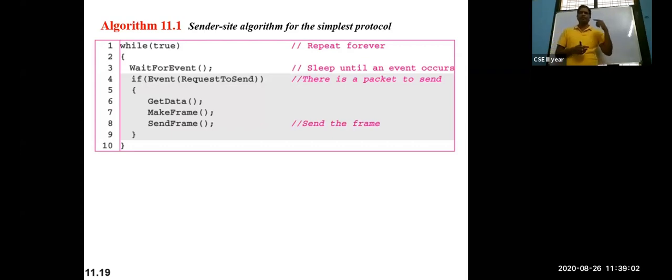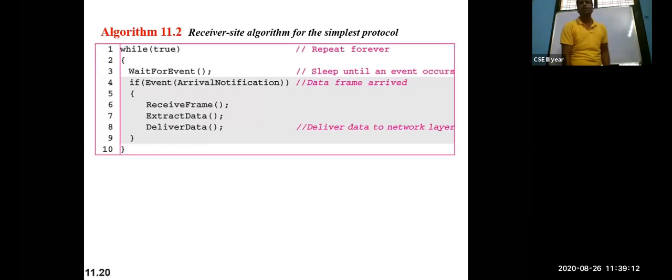So wait for event. And if that event is requested to send, then get the data, make a frame, send the frame. Okay, that's a very simple algorithm. Now the receiver side algorithm. While true, obviously, it should always happen. Wait for event. Now, what is the event?